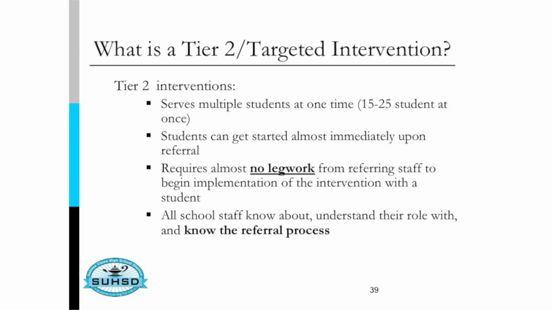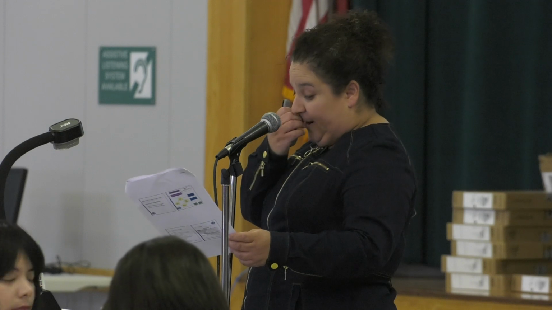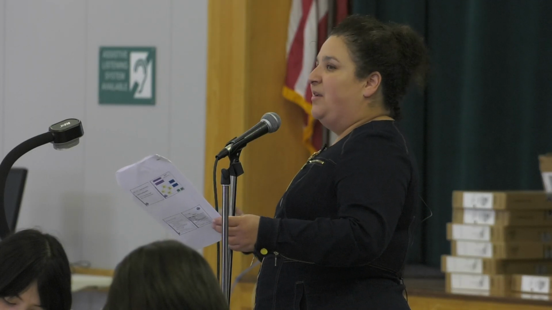Okay, so some things that we need to know about our Tier 2 interventions is that we serve multiple students. So we're saying we serve about 15 to 25 students. And it's something that we can do quickly. Like we can quickly say go to the after-school program, or we can put you in check-in, check-out. Another one is check and connect. We can have some type of mentoring program. It has to be something that's easy for teachers to do, because if not, it's probably not going to be very successful. And then it's also a program that everybody knows about in the school.